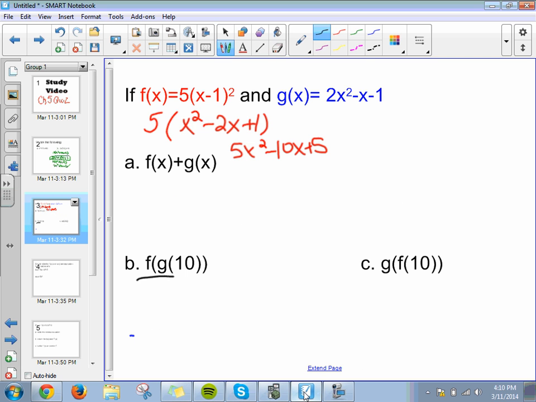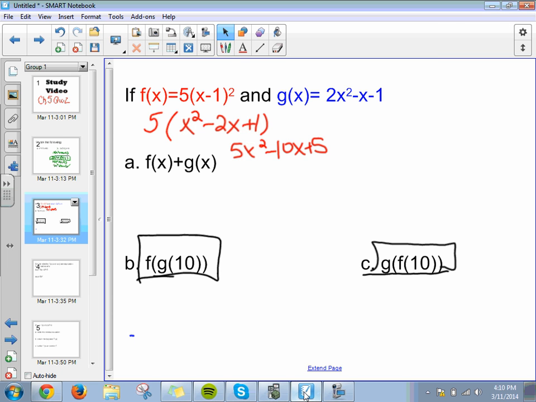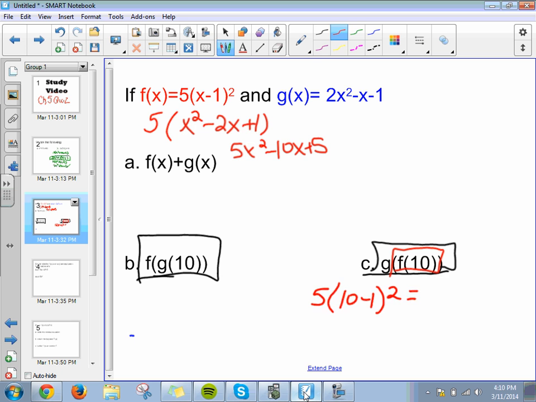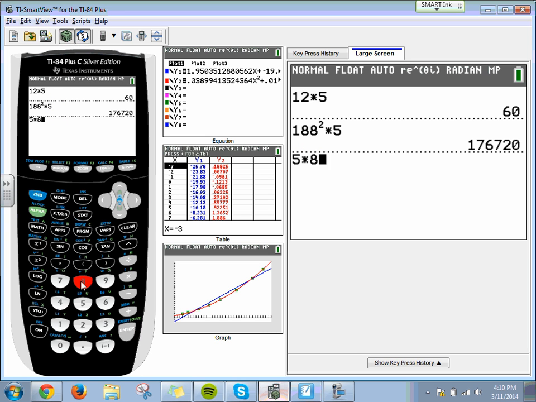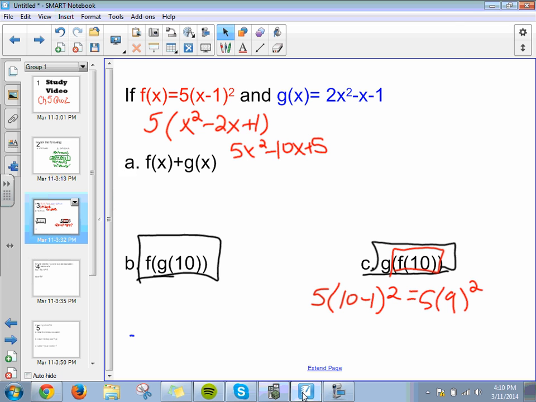Then we have the other way around. One common mistake people will make is that they'll think that these two things have to be equal, but they are not, because order is so important when you're doing compositions. So B and C will have two different answers. What we need to do first is our f of x function, f of 10. So we plug 10 in. 5 times 10 minus 1 squared, or 5 times 9 squared, would be 5 times 81. 5 times 81 is 405.